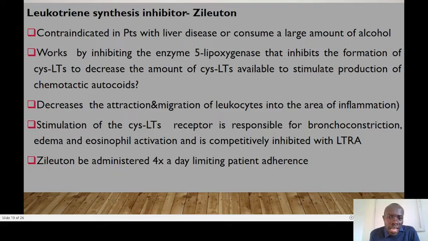5-lipoxygenase, that normally catalyzes the formation of CysLTs, to decrease the amount of CysLTs available that will stimulate the production of chemotactic agents. So it decreases the attraction and migration of leukocytes to an area of inflammation. Stimulation of these receptors is responsible for bronchoconstriction, edema, and eosinophil activation, and is competitively inhibited by these drugs. Zileuton is normally administered 4 times a day, limiting patients' adherence.